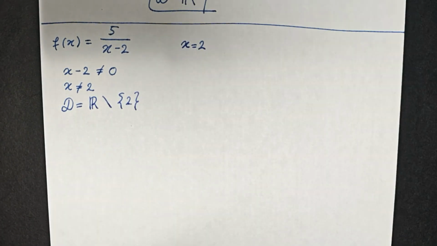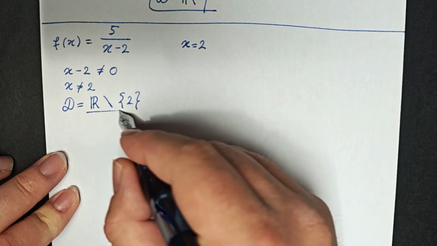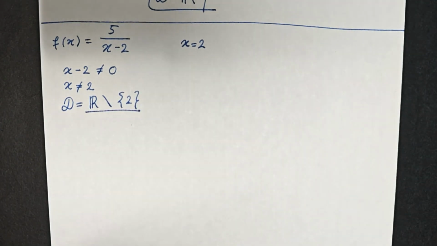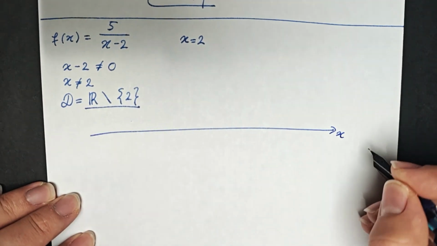For all rational functions, you can find their domain by demanding that the denominator of the fraction that you are dealing with must be different from 0. Then you are going to find the values of x that don't belong in the domain. I want to show you how you can write this domain R without the number 2 by using the interval notation. Let's observe the line of all real numbers.